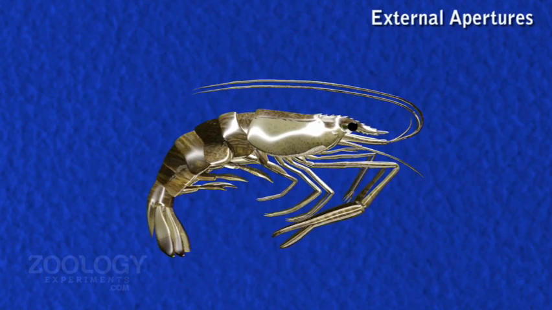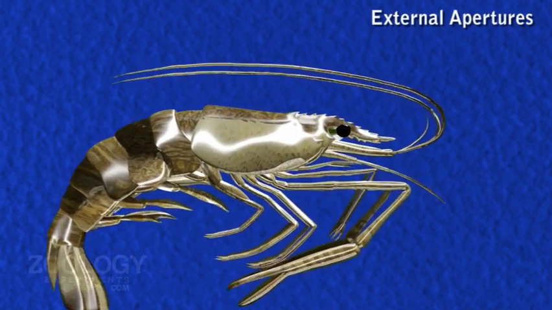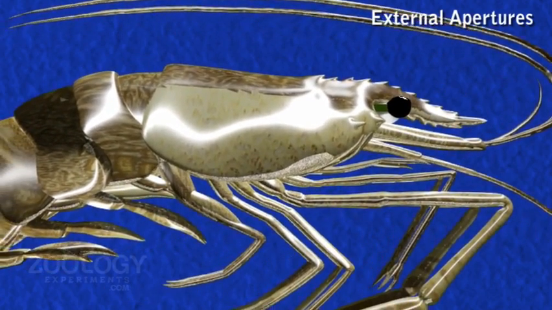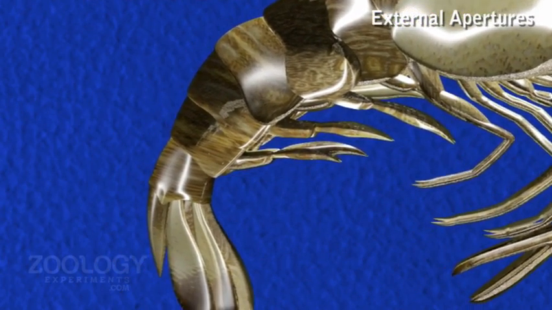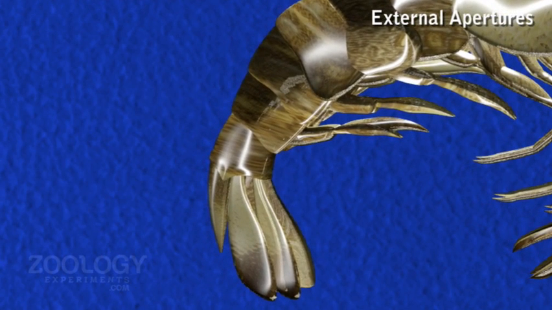External apertures. External apertures like mouth opens mid-ventrally at the anterior end of cephalothorax. Anus is situated ventrally at the base of telson. Paired renal apertures open on raised papillae on the inner surface of coxae of antennae. Paired female genital apertures are open on the inner surface of coxae of third pair of walking legs.